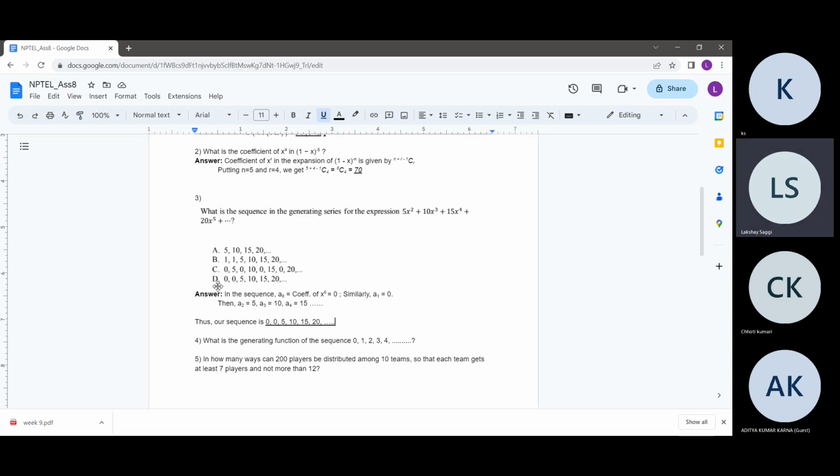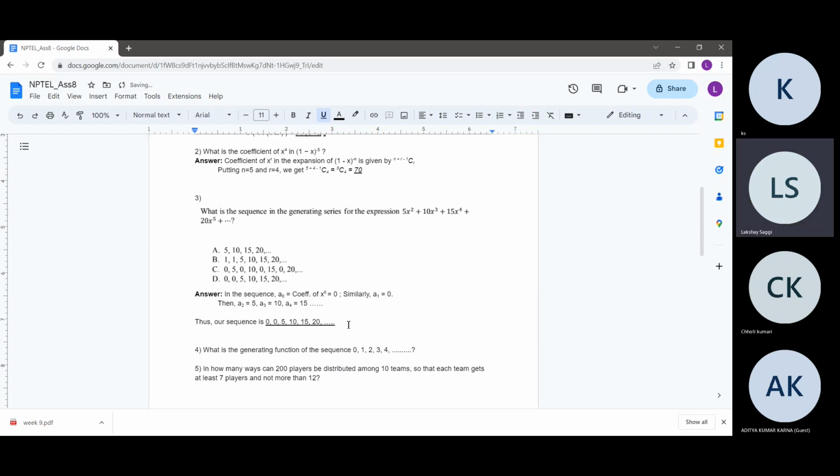So option D is the correct answer since it's 0, 0: x to the power 0 and x to the power 1 have 0 coefficient, then x to the power 2 has 5, x to the power 3 has 10, and so on. So I'll just write it also. Hence, option D is the correct answer.